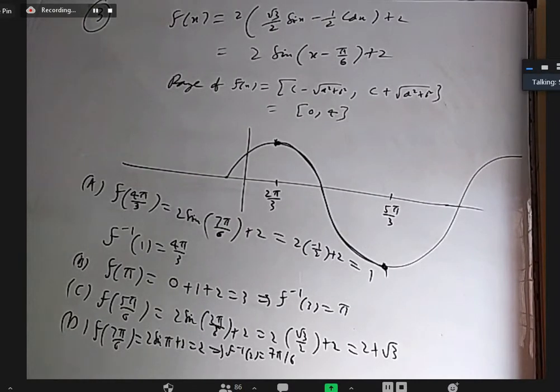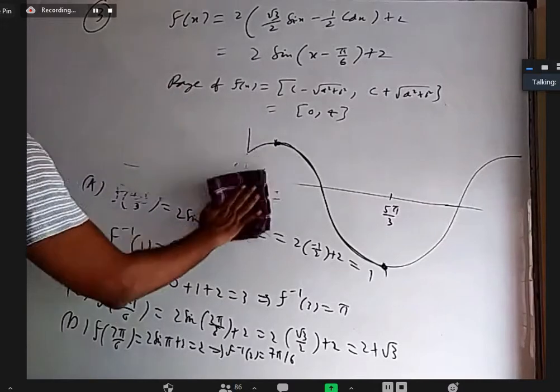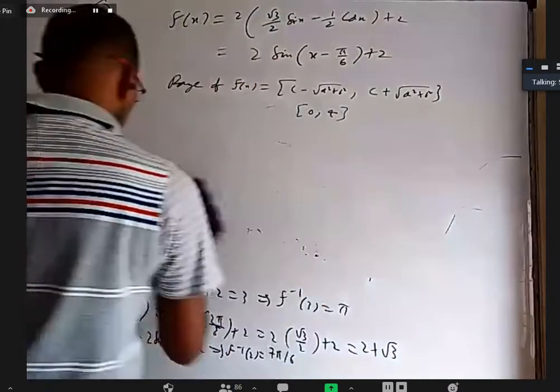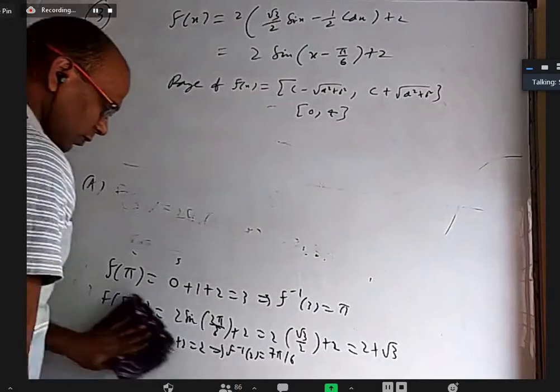All right, I'm going to erase the whole thing. So among A and B, one of them is right. Among C and D, one of them is right. That's it.